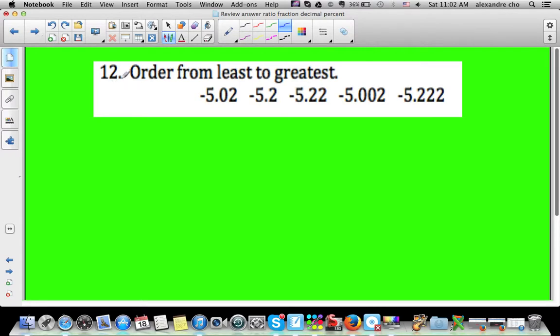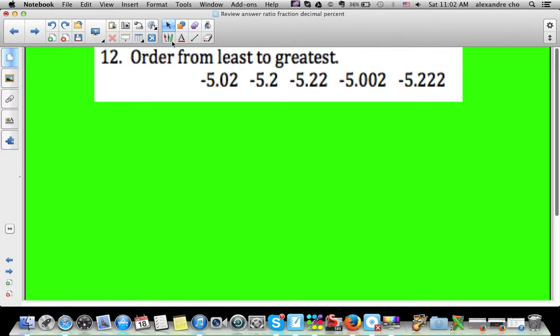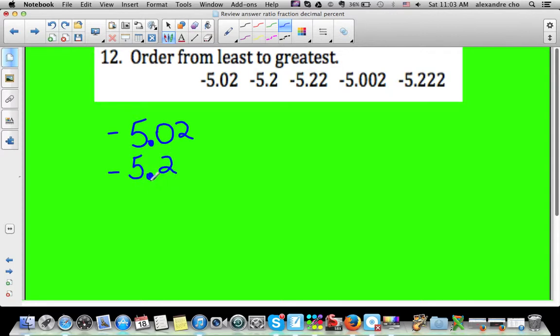12, order from least to greatest. Okay, let me just move this up a little bit. So order from least to greatest. Well, what I would do first, why don't we write all of them under each other, line them up. So negative 5.02, and you line decimal under decimal, guys, when we're talking about decimals, because you want to make sure you're comparing numbers properly. So that's negative 5.2. Third one is negative 5.22.